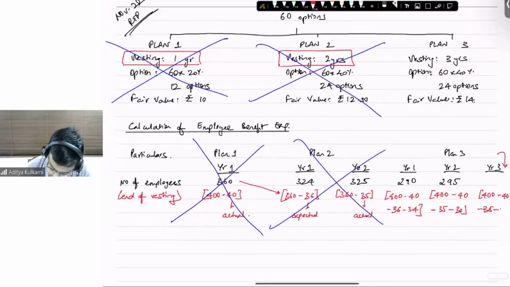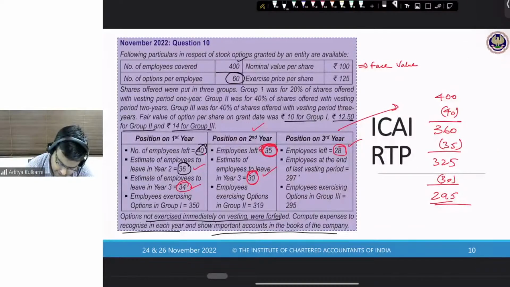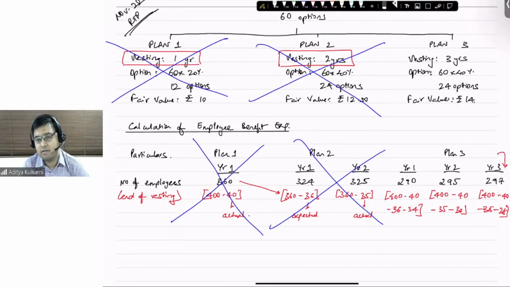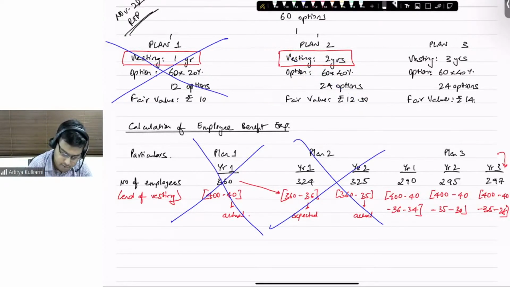28. That is 297. Sir, we don't even need to calculate this, it is given directly. Employees at the end of last vesting period is directly given to you. Okay, so that is your third plan where 40% of the options are vesting after a 3-year period.